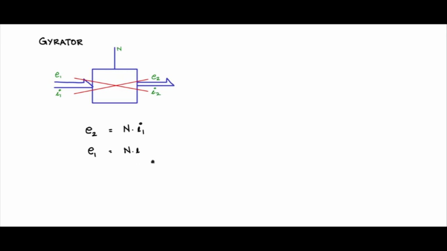E1 equals N I2. So this forms the constitutive relationship for any gyrator in general terms, where the potential variable of the second port is equal to N times the kinetic variable of the first port. The potential variable of the first port is related to the kinetic variable of the second port, scaled by the parameter N. Now let us see how this applies to the special case of our magnetic coil.